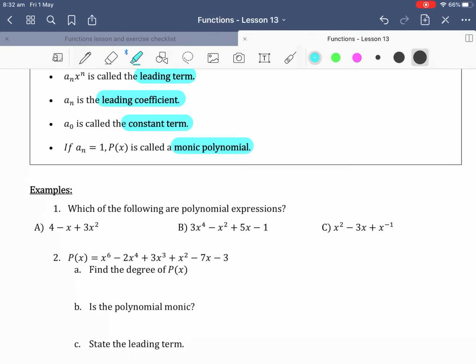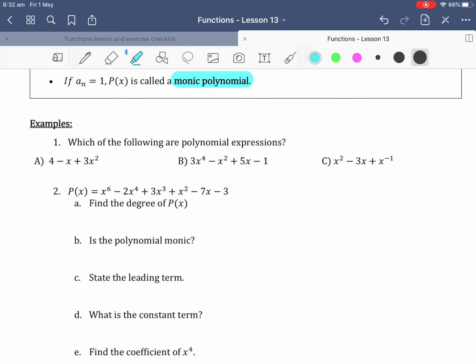So let's have a look at some examples. So question 1, we want to know which of the following are polynomial expressions. So if we look at a, we need to work out whether it is or it isn't a polynomial expression. So a is a polynomial expression, so it is yes to being a polynomial because it has a 4 minus x plus 3x squared. It's just been rewritten incorrectly. A polynomial should be written with the highest power first, so it should be rewritten as 3x squared plus x minus 4, which is a polynomial.